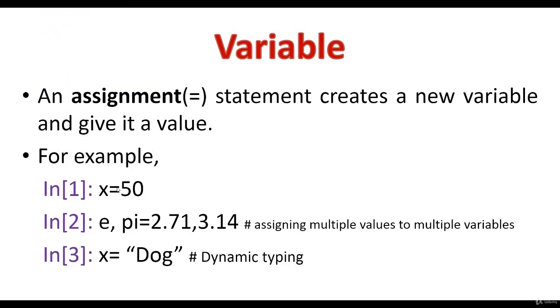Here same variable x, which was assigned an integer value 50, now a string value has been assigned. So the type of the variable is also changing. This is called dynamic typing. Initially it was referring to the integer 50 and now it is referring to the string value dog.